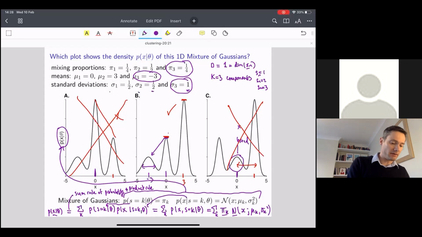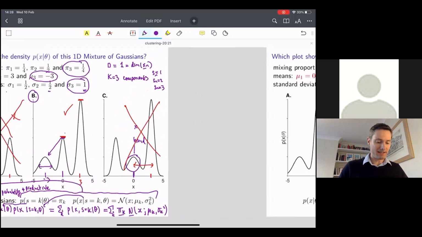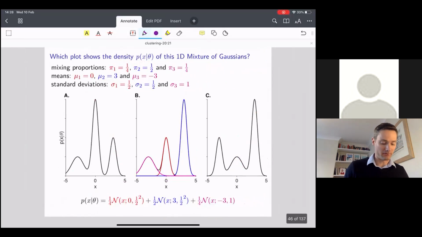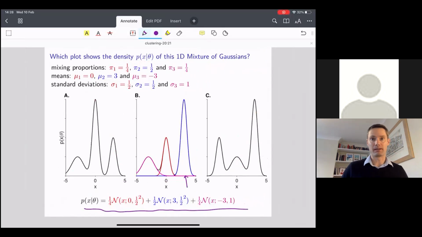So B is indeed the correct answer, and here you can see that I've actually plotted out the components below, and I've coloured them so you can see the underlying Gaussians which make up this mixture of Gaussians model. Great, so if you're happy with that, I think you've got a good grasp of the mixture of Gaussians model. It'll turn out that this calculation, when we marginalized out the latent variable to get this density over P of x given theta, that's going to be key for learning, and we'll use that calculation again in the next video.